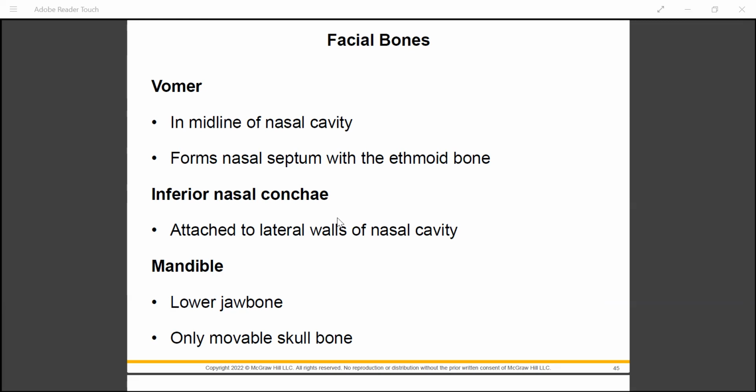So this is our lower jawbone, and in terms of what you should know, this is the only movable skull bone. So if you put your fingers just slightly anterior and inferior to your ears, you can feel where your TMJ or your temporomandibular joint is. If you open and close your mouth, you'll feel that move under your fingers. So that's the only facial or jawbone that has the ability to move quite that freely. Your mandible is your other one besides your maxilla that is going to have teeth set into it.